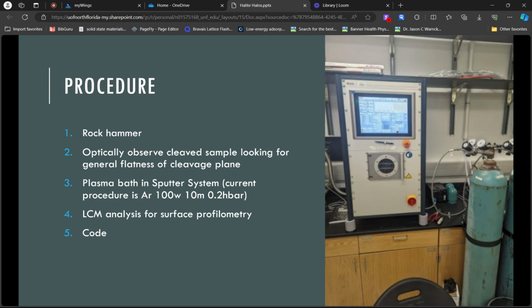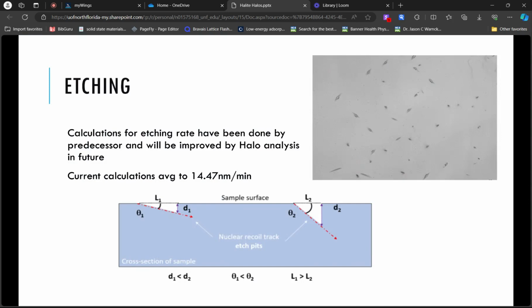After that, we take it over to the laser confocal microscope and analyze it for surface profilometry. We'll get into that in just a second. And then the code. The code is for the image processing of the images we're going to get from the LCM. We'll get into all that in just a second.